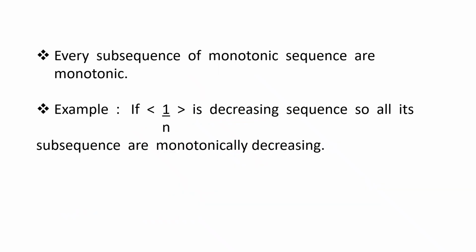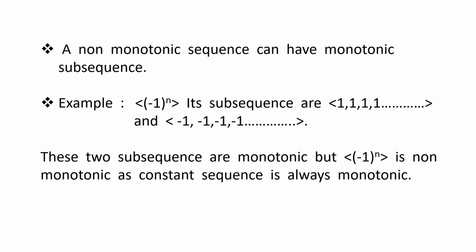Every subsequence of a monotonic sequence is monotonic. Now let's take an example. If {1/n} is a decreasing sequence, then all its subsequences are monotonically decreasing. A non-monotonic sequence can have monotonic subsequences. If {(-1)^n} is a sequence, its subsequences are 1, 1, 1 and so on, and -1, -1, -1 and so on. These two subsequences are monotonic, but the sequence {(-1)^n} is non-monotonic, as a constant sequence is always monotonic.